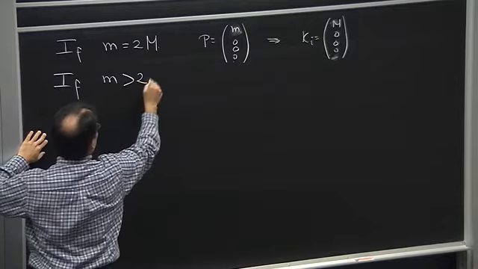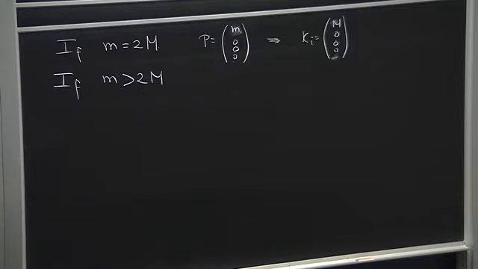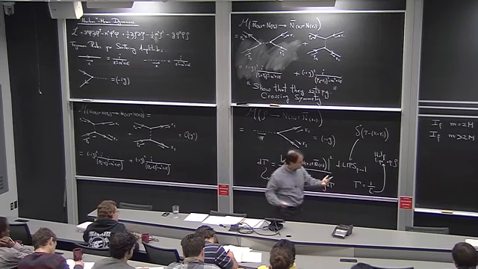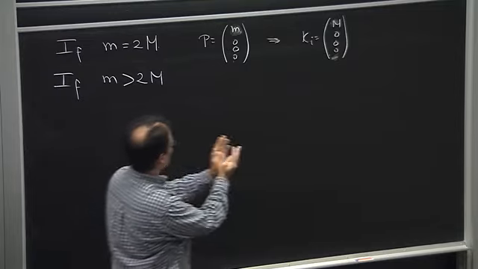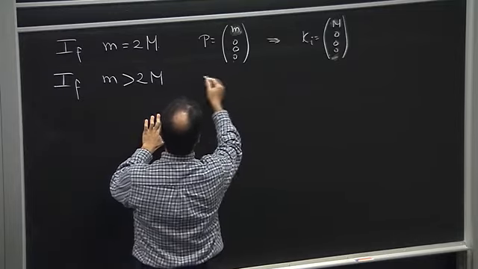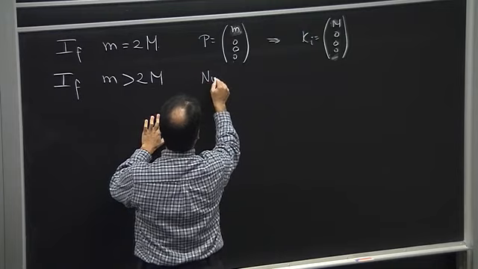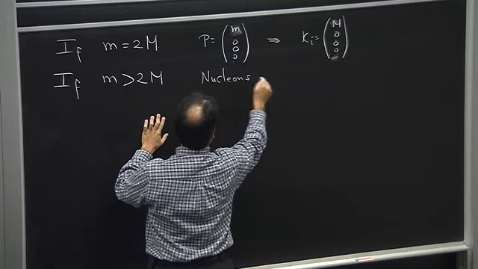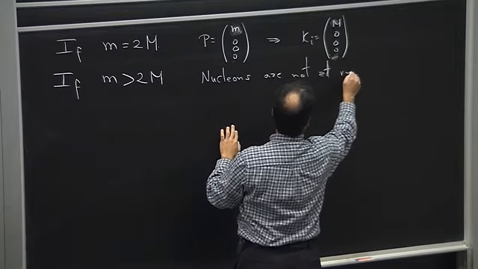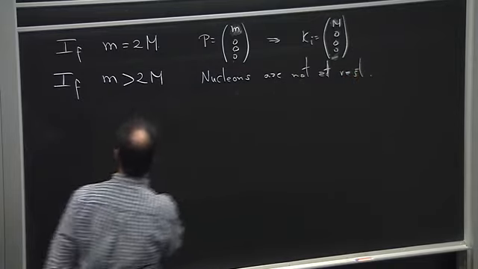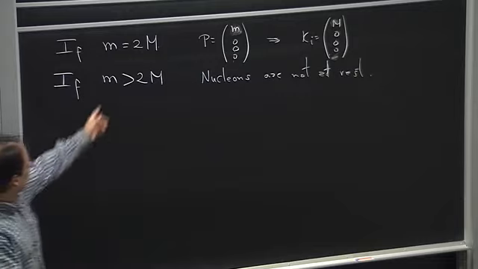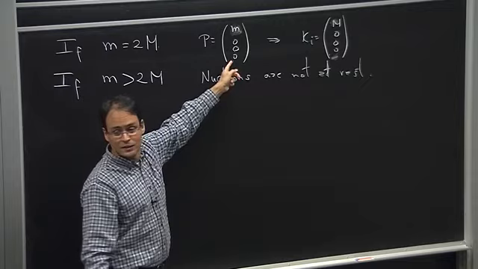If m is greater than 2m, what happens? When our rho decays, the 2 mesons are produced, but they are produced with some kinetic energy. So the mesons, the nucleons, are not at rest. That is the picture, the rest frame of the primer. That's right. So I went to the rest frame. That's what I mean by this.